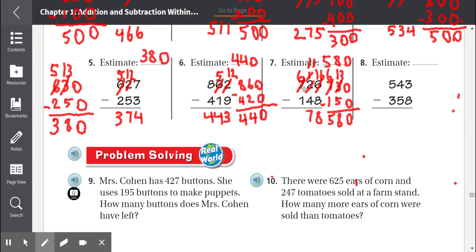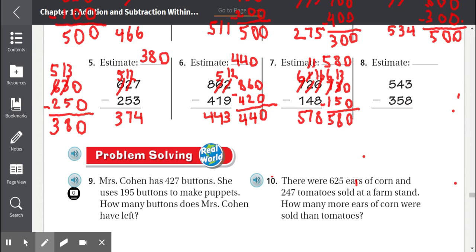Now we go to the hundreds. It's no longer 7 minus 1. It is 6 minus 1. 6 minus 1 is 5. So our exact answer is 578. Our estimate was 580.